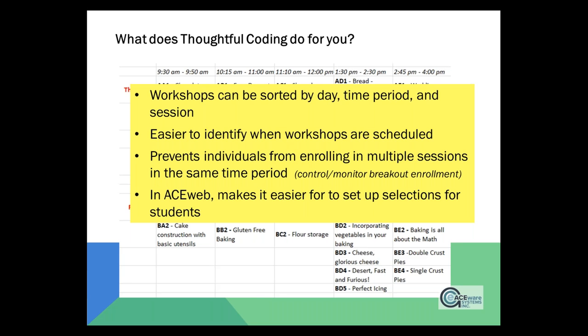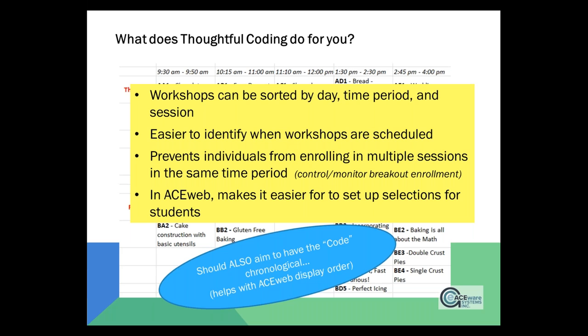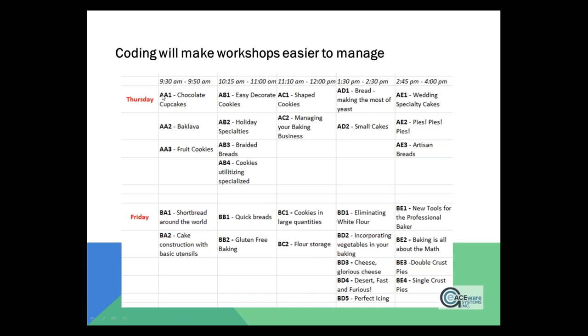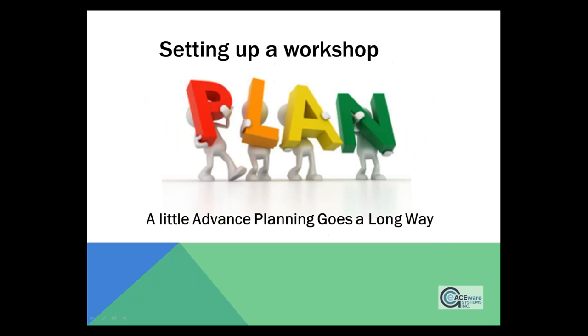In ACEWeb, it makes it easier to set up selections. And again, that comment about having that code chronological so that workshops beginning with this letter will be the first chronological set of workshops. Then you have the B's.